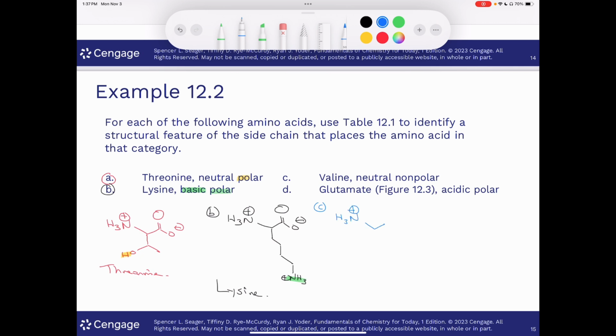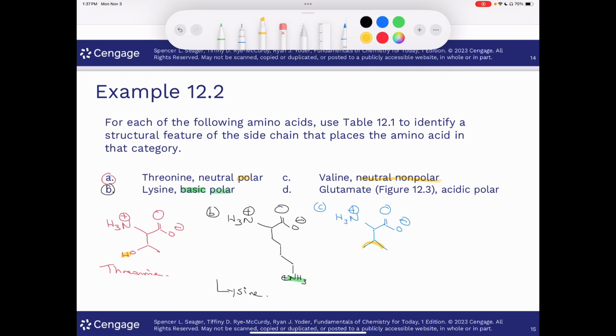Next, we have valine, and we already looked at it quickly. So I'm just going to scribble this down very quickly. It's neutral and nonpolar. Why? Because the R group is just a simple isopropyl group. So this isopropyl group here, it's not charged, it's nonpolar.